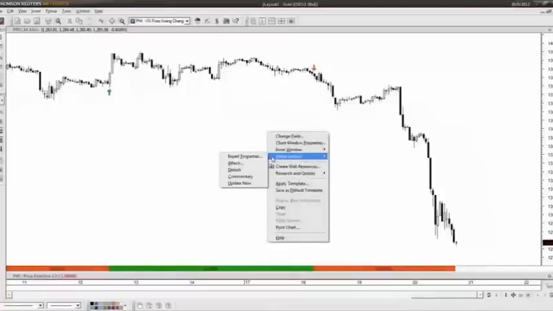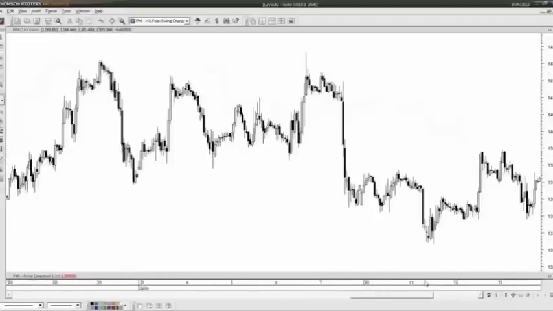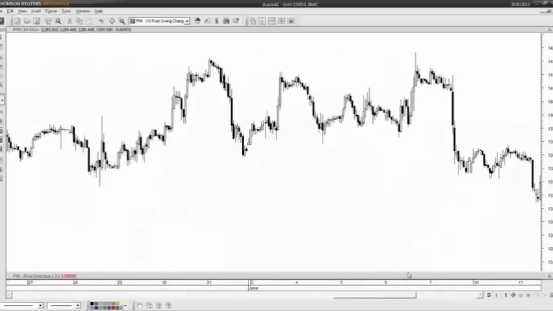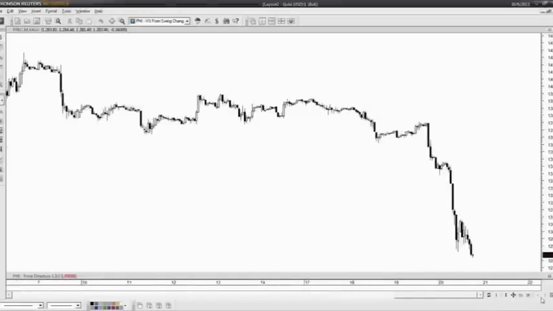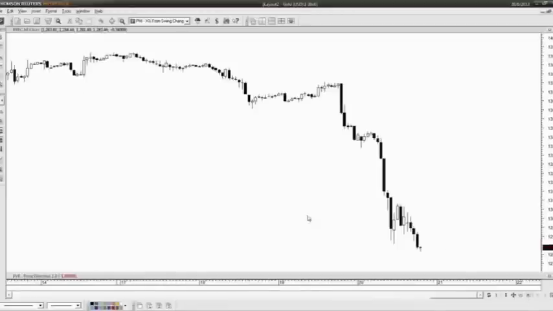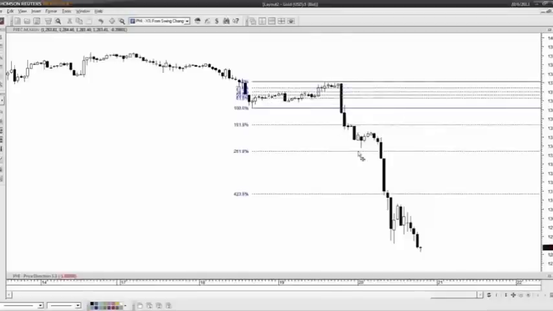So let me remove this character here and let's see what is happening. So what was happening here? Let's see what happened today. Yes, so today, well, actually we didn't have a failure swing because the market was going down. It came up, but still you would short below this level here. So you go short there, you put your target there, 161, 261, you close your position, and then the market continued all the way down there, and you hate yourself, right?